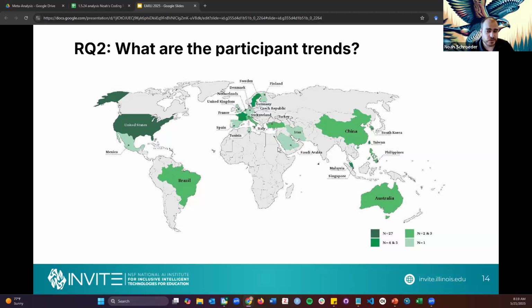Notably, something that is not included in here is the studies that did not say where the study was conducted, and that was a huge number of studies. If I remember right, I think it was like 50. 50 of our 112 didn't say what country they conducted the research in, and that kind of blew my mind to some extent.